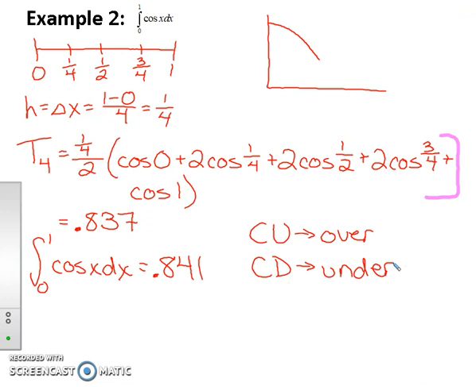All right, so that's the end of the first video on the trapezoidal rule. In the next video, we're going to take a look at applying the trapezoidal rule to some type of conceptual problem.